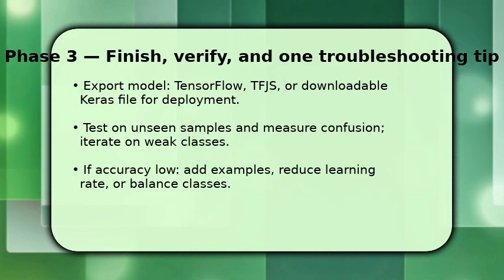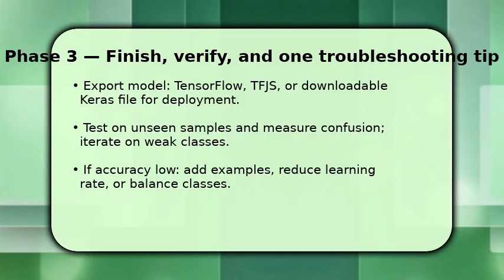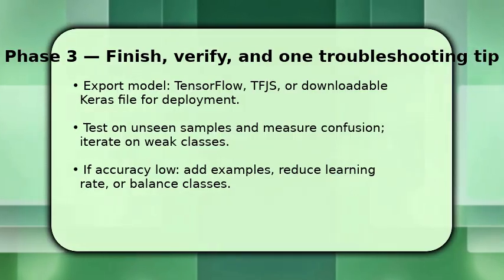One key troubleshooting tip: if results are unstable, simplify the model or increase data per class. That usually fixes inconsistent predictions.